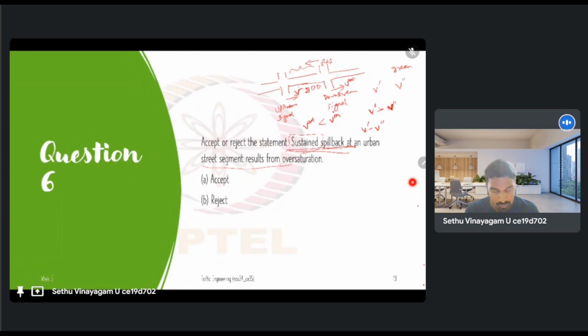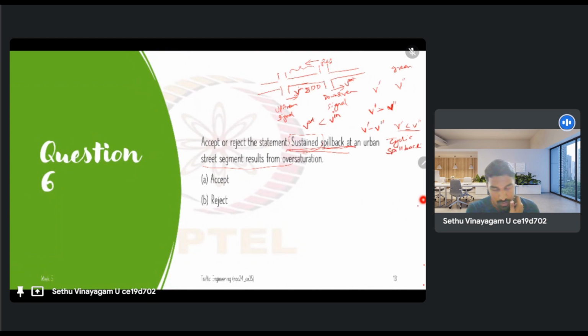So that's the sustained spillback, right? If it is the other way around, if V prime is less than or equal to V double prime, then in that case, whatever queue was accumulated in one cycle will be cleared in the immediately next cycle, right? So that is called cyclic spillback.